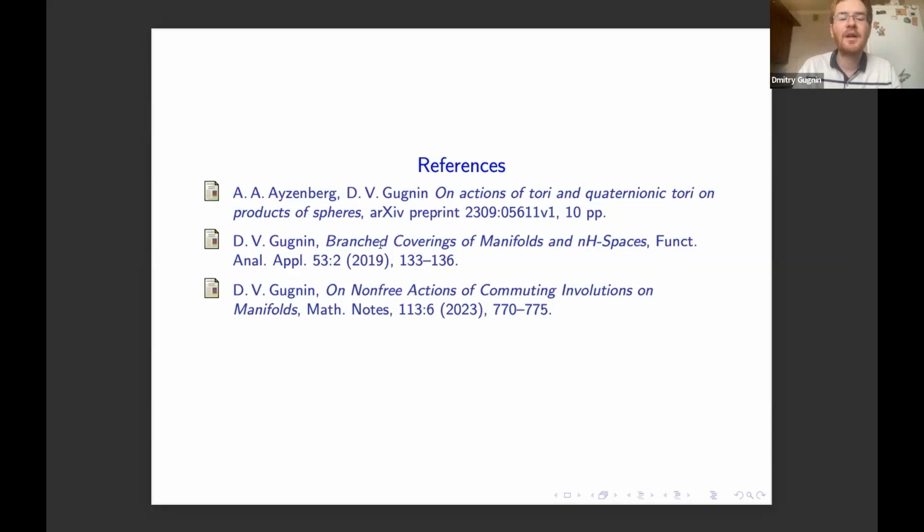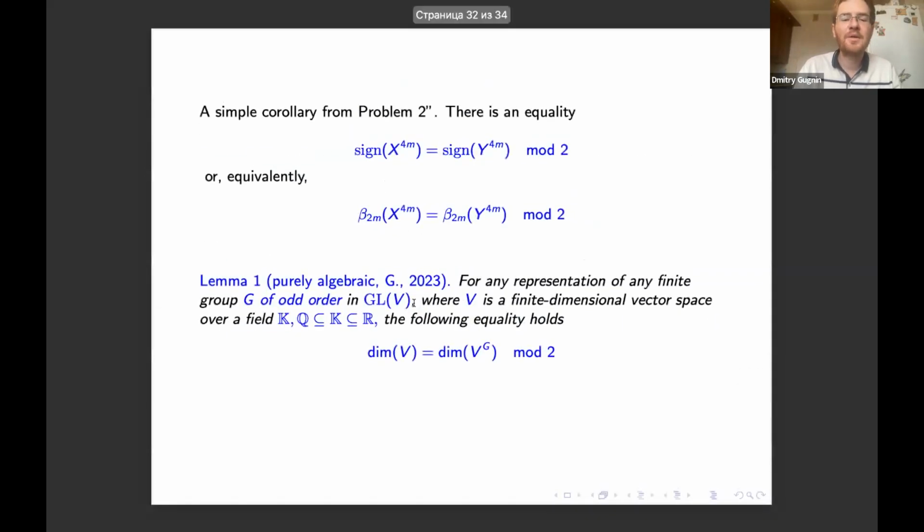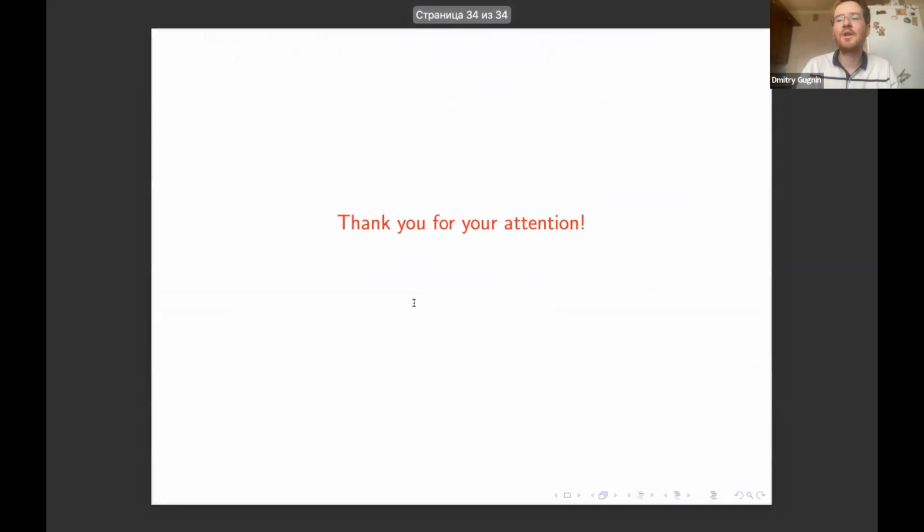In this one, I introduced the doubling construction and proved the theorem for the real torus. And in this one, I proved the formula, the estimate of the sharpness of the number of commuting involutions. So maybe I will stop here. Thank you for your attention.